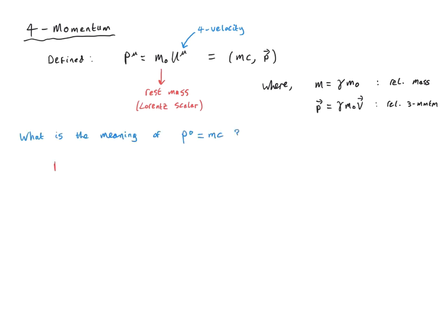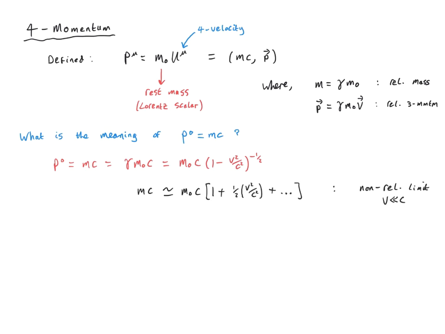So what is the physical meaning of the time-like component of the 4-momentum? P0 is equal to mc. Well, written out in full, we have that mc is equal to gamma m0c, which in turn is m0c multiplied by 1 over the square root of 1 minus v squared over c squared. This is the definition of the Lorentz factor gamma. This is the exact definition of the time-like component P0 of the 4-momentum.